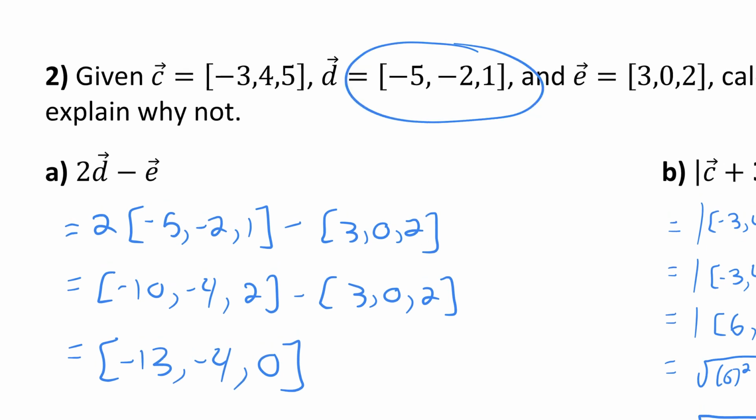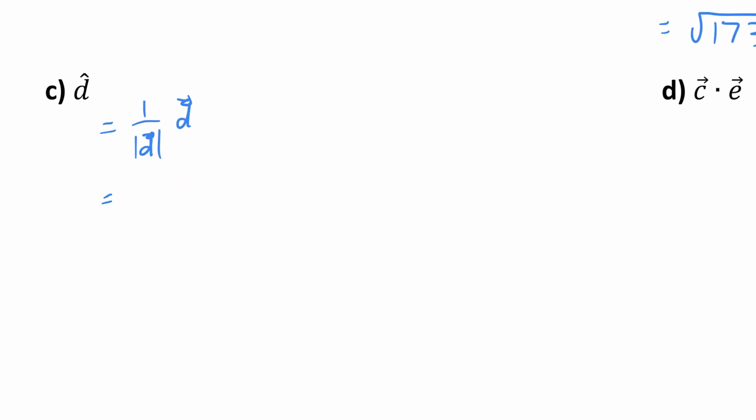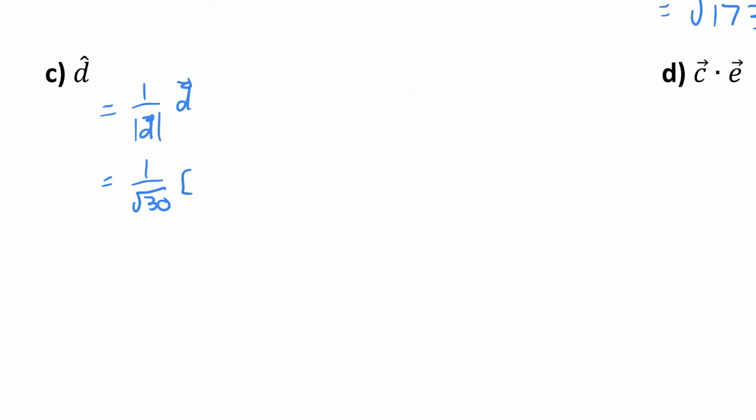So if I want its magnitude, I do the square root of the sum of the squares of its components. So the square root of 25 plus 4 plus 1, that is 30. So I will do 1 over root 30 times vector d, which is -5, -2, 1. Now we could rationalize this and distribute that scalar into the vector, but I'll just leave it like that.